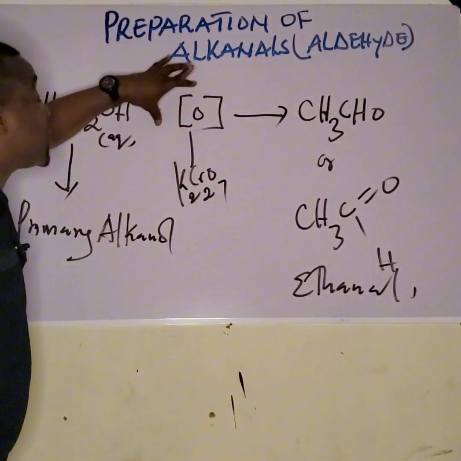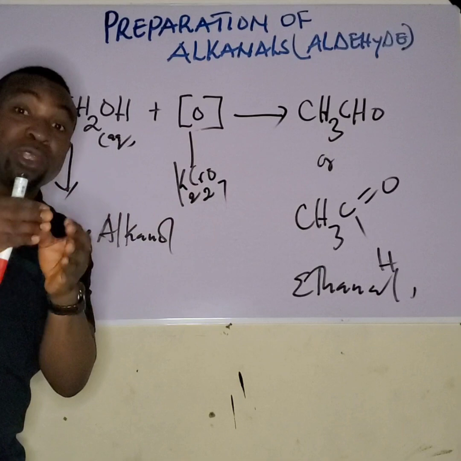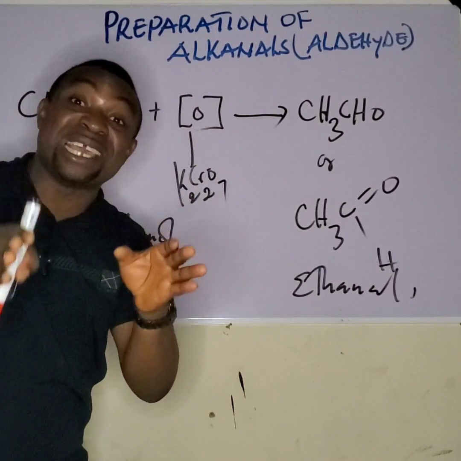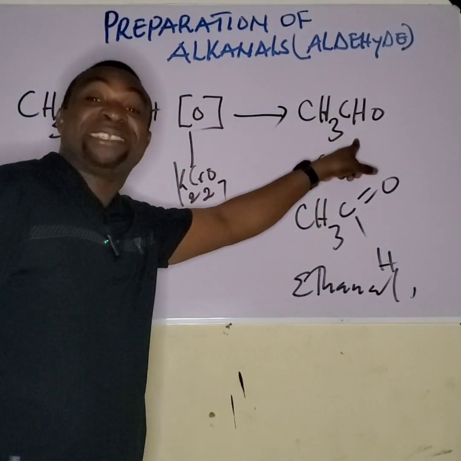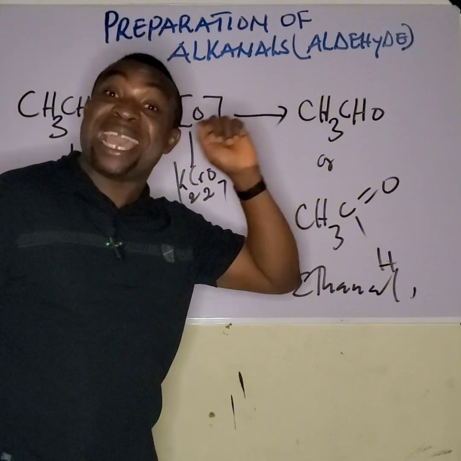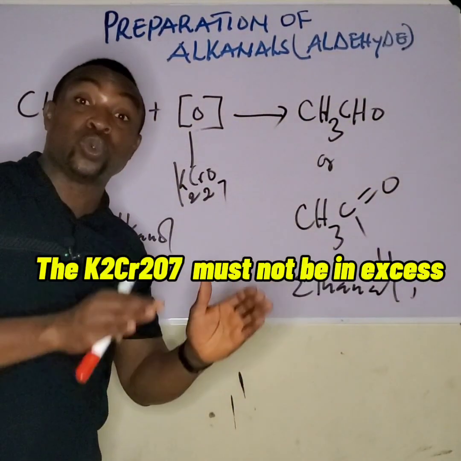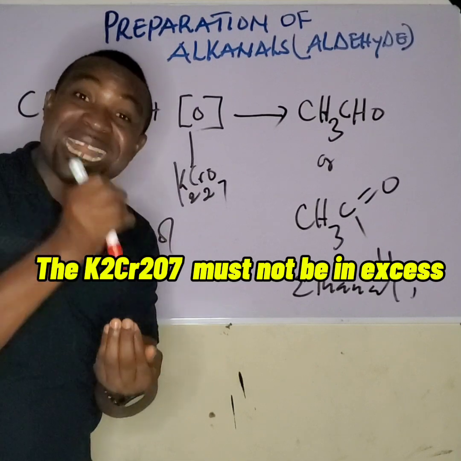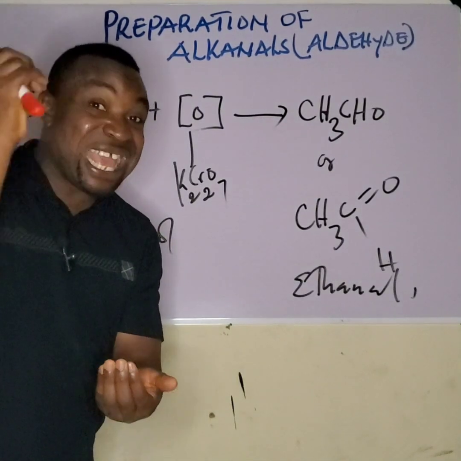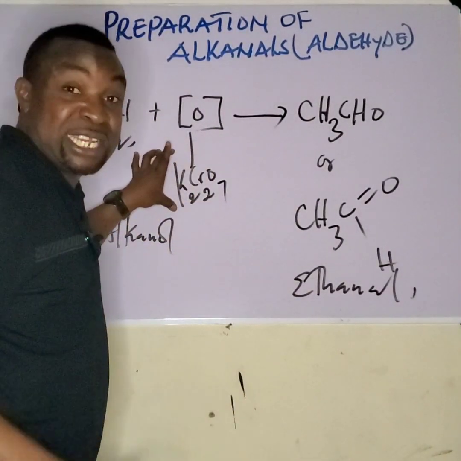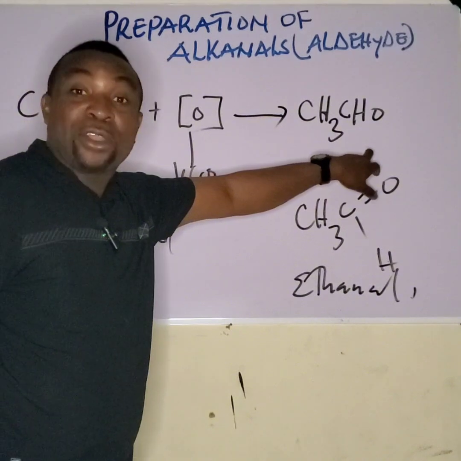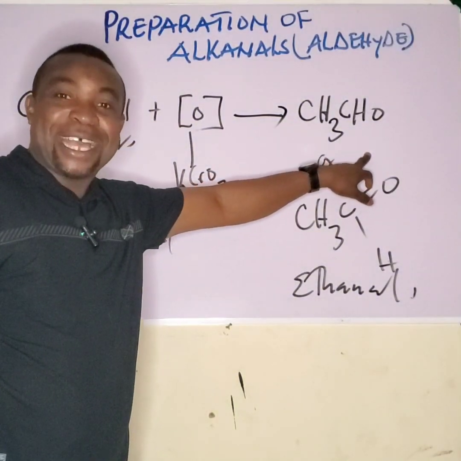If you do not add your oxidizing agent in little quantity, if you add it in excess, you are no longer preparing these alkanals. You are going to get ethanoic acid or alkanoic acid. So your oxidizing agent should be added mildly, in a little quantity, not in excess, or else you are going to get another product, alkanoic acid.